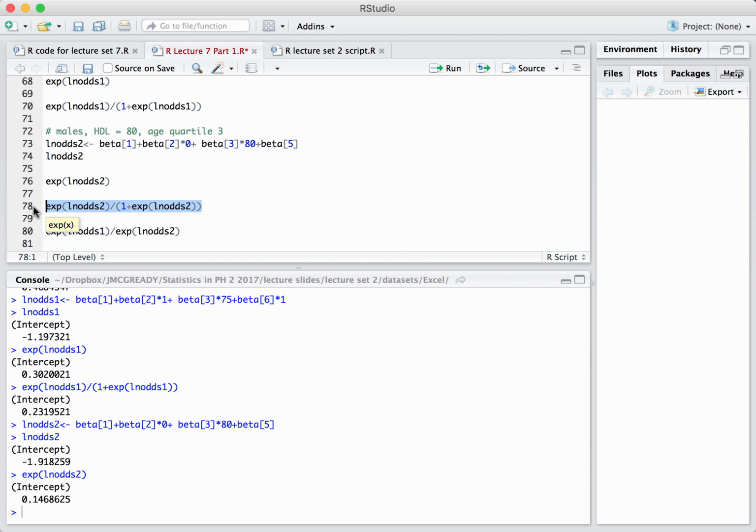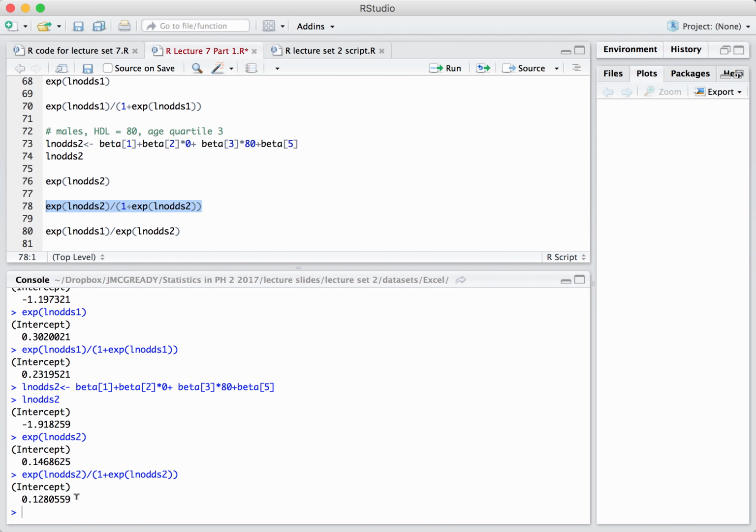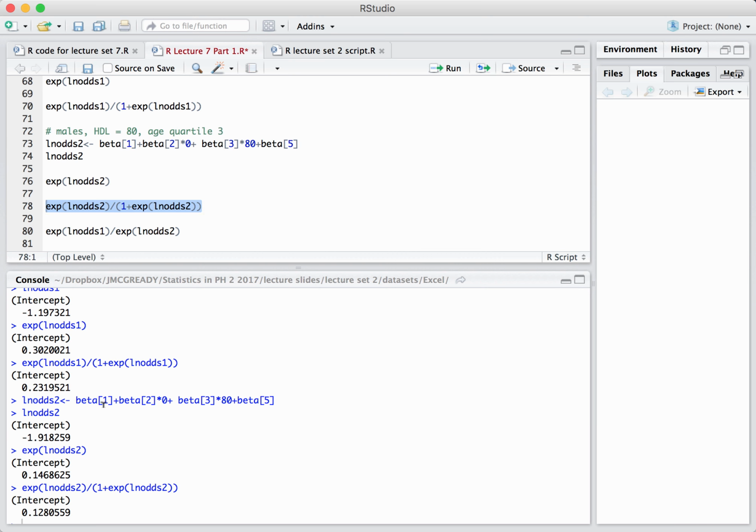We could estimate the proportion. We didn't show this, but we could do this now. The proportion of adults in this group, males with HDL of 80 in the third age quartile who are obese, by taking the odds for this group divided by 1 plus the odds, comes out to be about 12.8% compared to the 23.4% we got for the females.